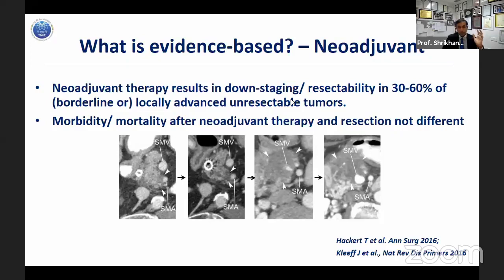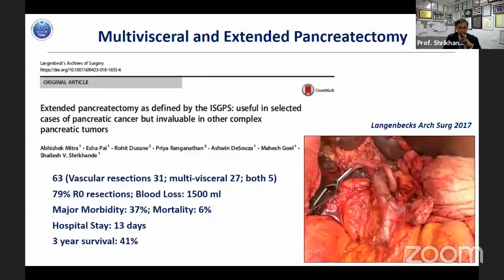The fact is we still need higher levels of evidence, but neoadjuvant therapy results in downstaging and resectability anywhere between 30 to 60% in borderline resectable or locally advanced unresectable tumors, and it does not influence surgical morbidity or mortality. So that's the good part for surgeons, that if there is neoadjuvant indicated, go ahead with it, and we can still do good surgery. And this has been our experience in Tata as well.